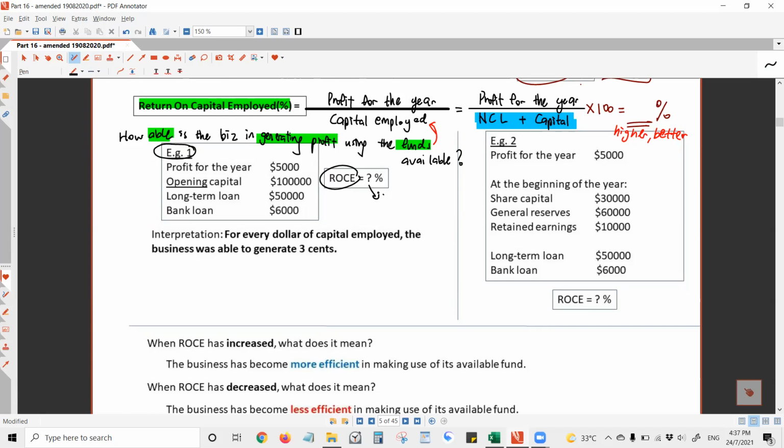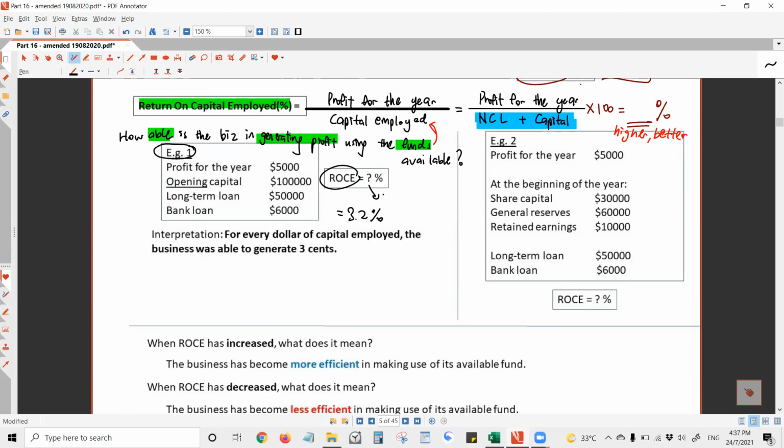What you managed to get? Sorry, what you said? I forgot the times 100. Oh, you forgot the times 100. Okay. 3.2. Yeah, correct. 3.2%. Correct.